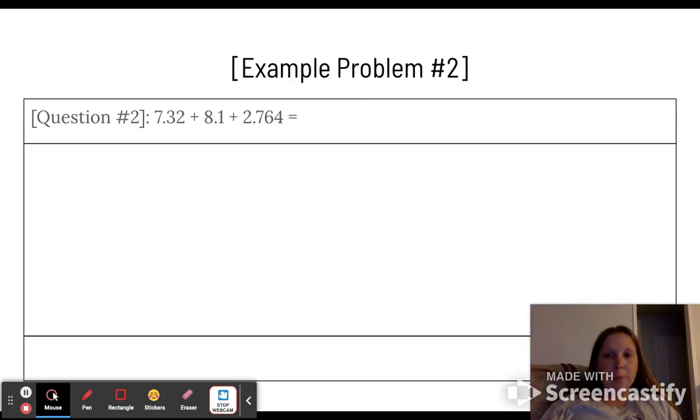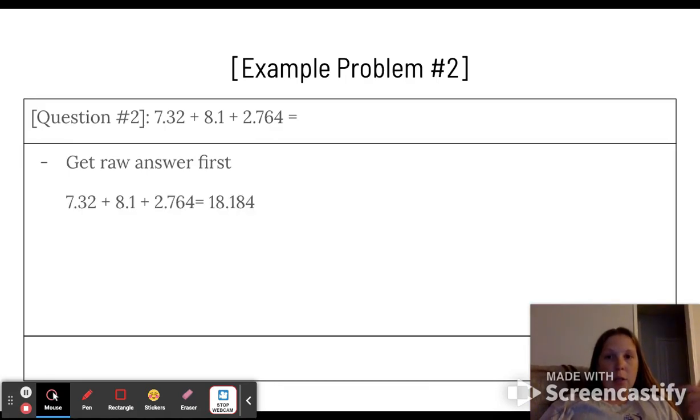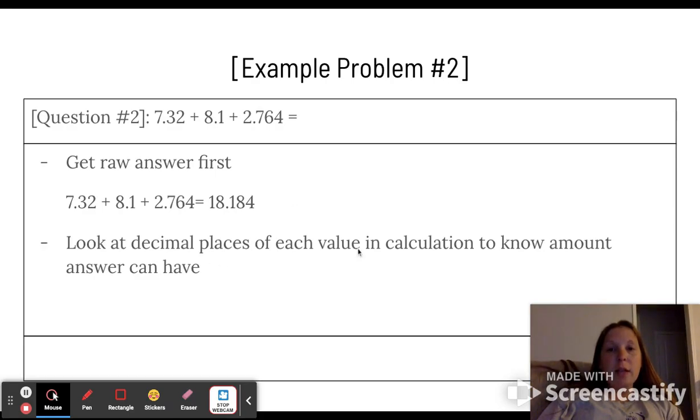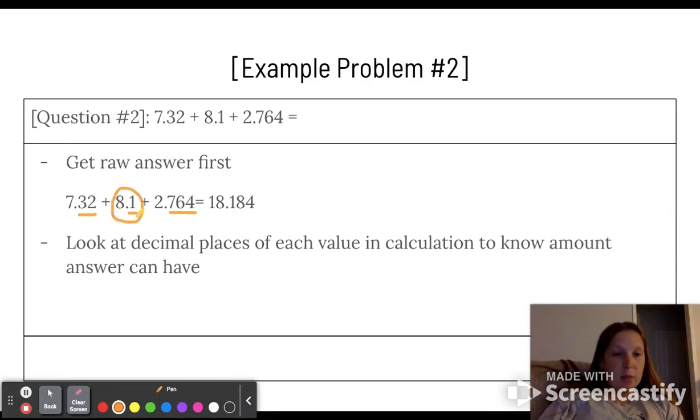So let's look at this example here. We're doing addition and subtraction, so that means we care about decimal places. So we get our raw answer first. And when you add all these up, you get 18.8184. Okay. So then we look at decimal places of each value in the calculation to know the amount that you can have in the answer. So let's see. This one has 2 decimal places. This one has 1, and this one has 3. So this one is the one that wins out here. It's the least number of decimal places, which means my answer can only have 1 decimal place. So it gets that 1 spot.